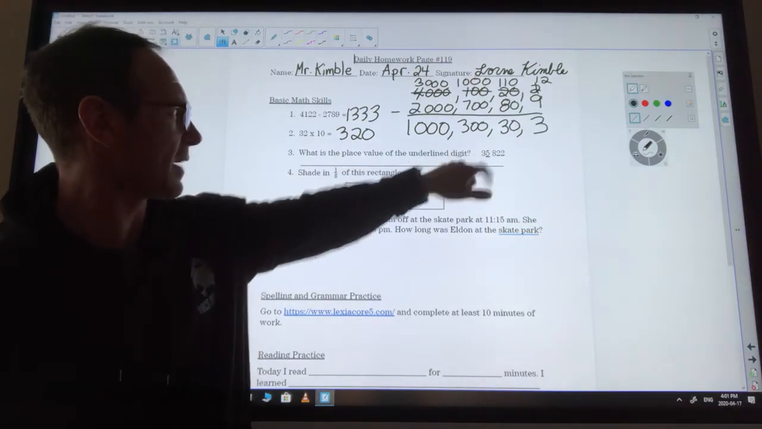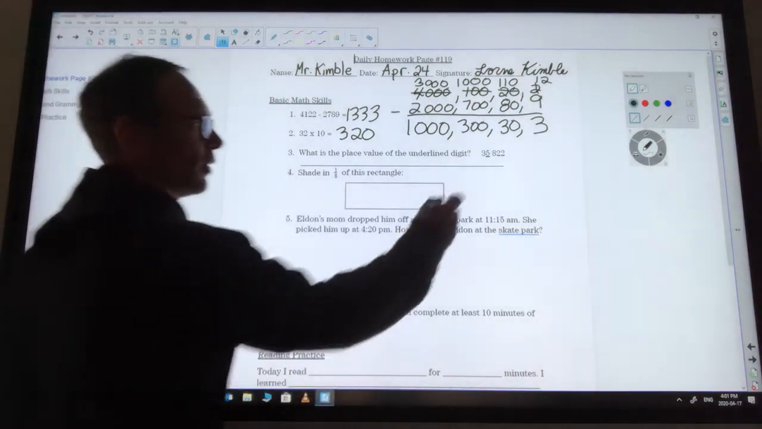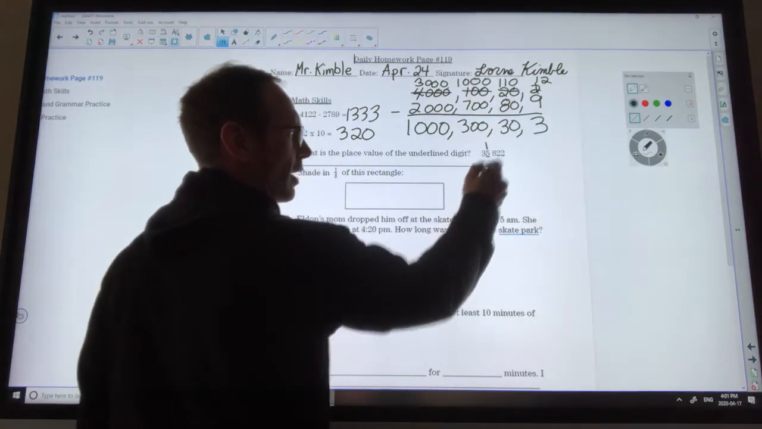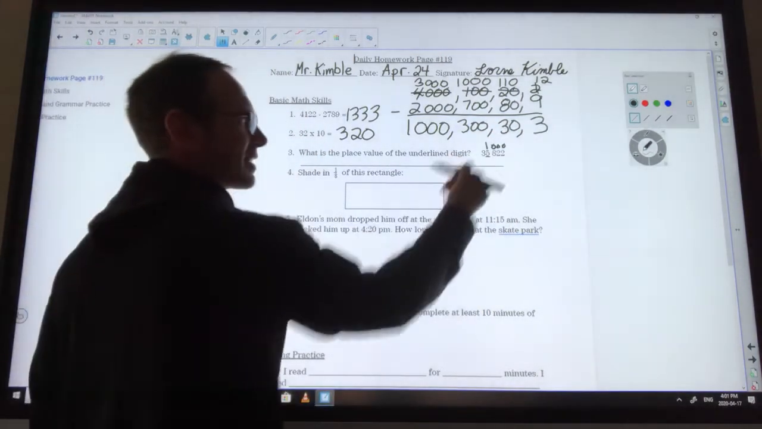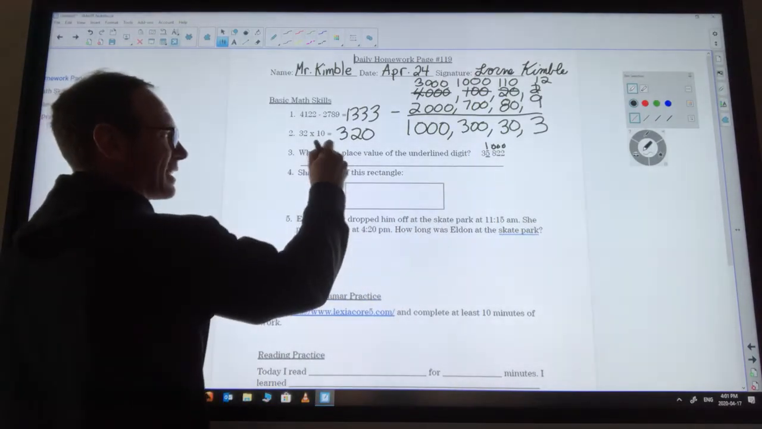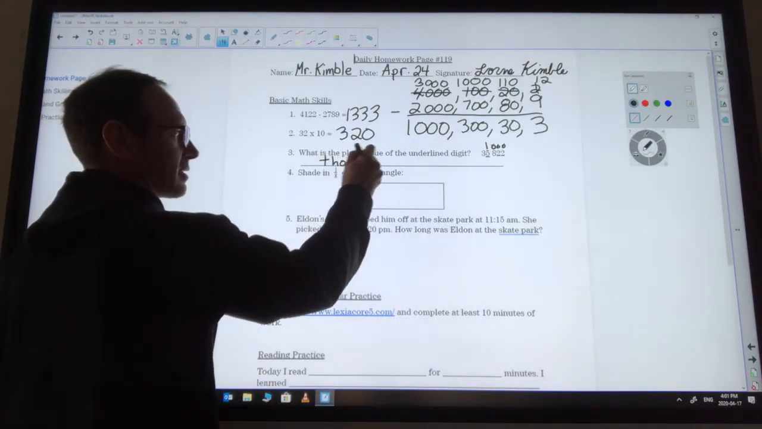35,822, I want to know the place value of the 5. So once again, that's this idea. If I put a 1 above it and a 0 above all the numbers to the right, my number there is 1,000. That means this is the thousands place.